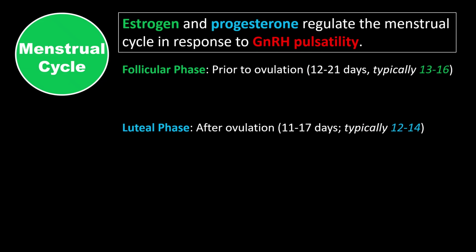And estrogen and progesterone regulate the menstrual cycle in response to GnRH pulsatility. There is that term again. We're going to talk about it?